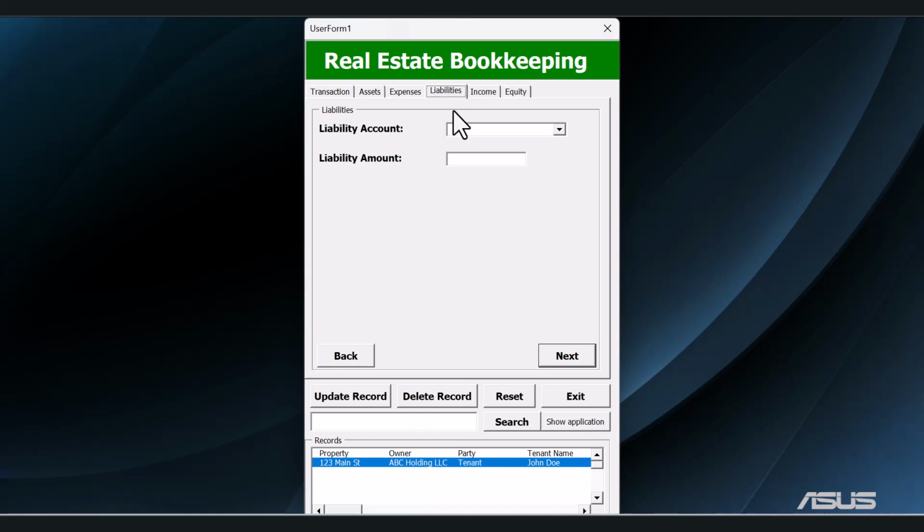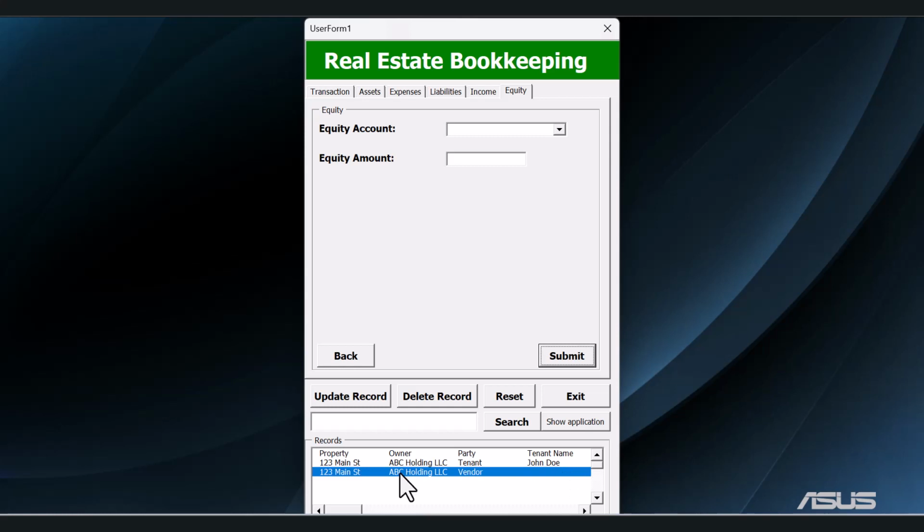Okay, and it doesn't affect the liabilities, it doesn't affect the income, doesn't affect the equity. So we are going to submit that transaction again, and you see that this expense transaction has been entered into the database. You can also do some very simple things to help you make sure that the data is entered correctly, and we've done that in this case.